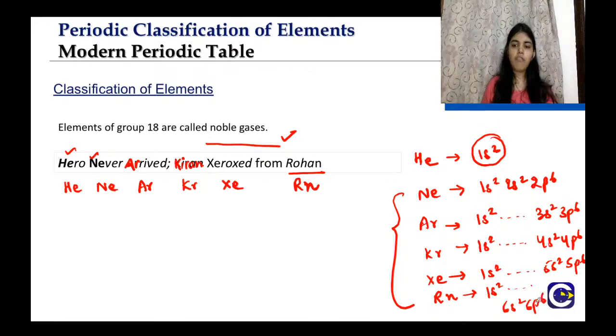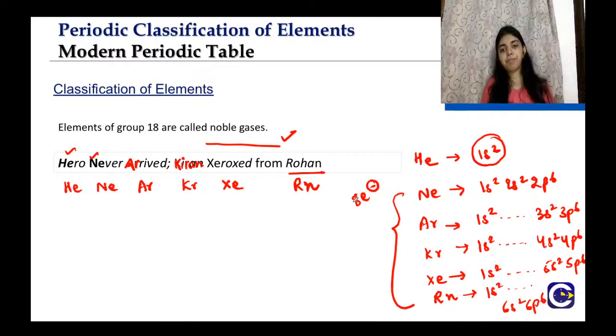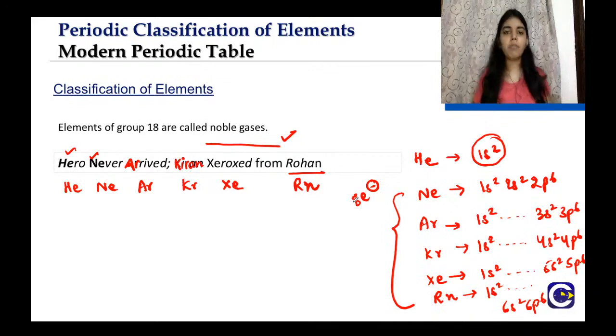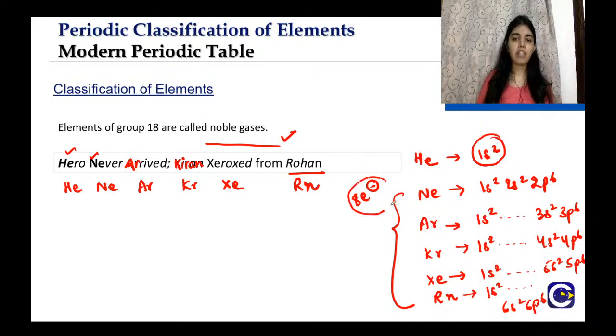So the number of valence electrons is 8 because their octet is complete. Basically, you will learn in chemical bonding also why these gases are called noble gases, because they are unreactive. They have full 8 electrons in their outermost shell. So they are stable in themselves. They do not want to gain or lose electrons because exactly the same number of electrons are present which are required for stability. That is why they are called noble gases or inert gases.